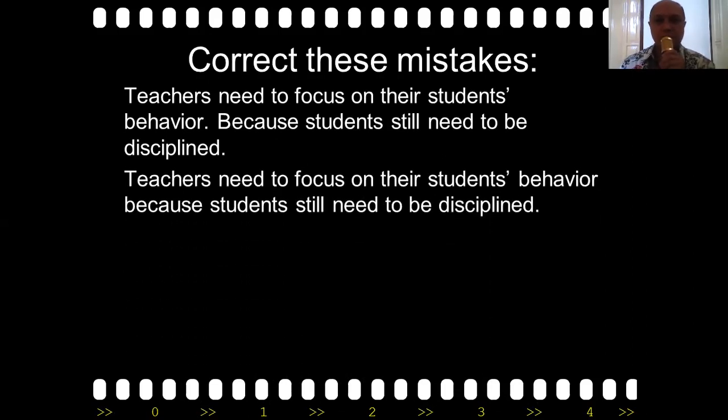Now, this is the correct version. Teachers need to focus on their students' behavior because students still need to be disciplined. See what's wrong with this sentence? The first two sentences is because there is a hanging clause here. It is called hanging because it must be connected to the previous clause.